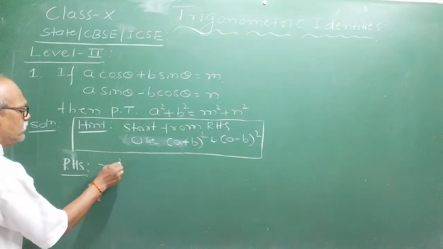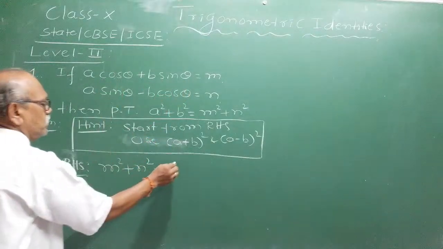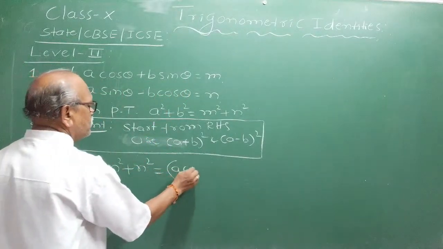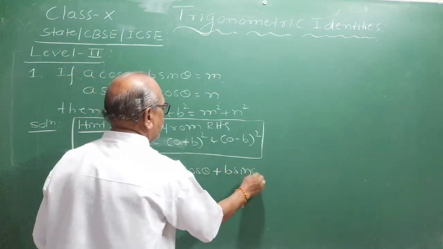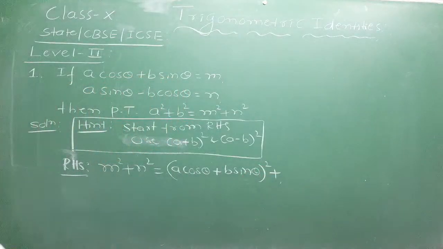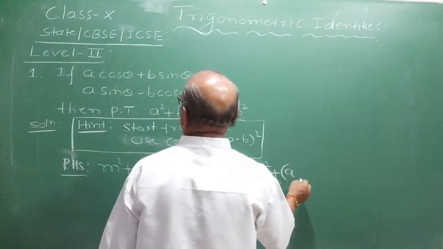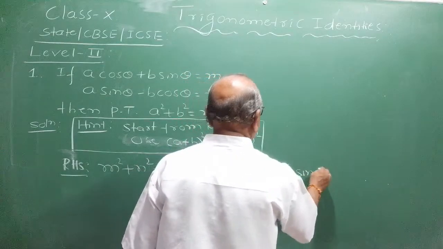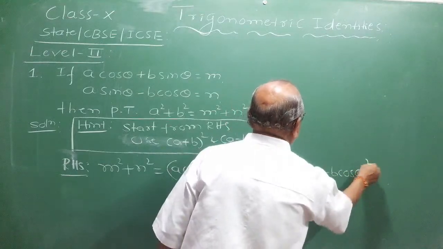RHS of the to be proved is M square plus N square. What is M? You substitute. M is A cos theta plus B sin theta whole square. If you get any doubts, you can ask me in the comment box. Today we are solving next level questions, level 2 questions. They are not tough but require some skills. Plus N square is A sin theta minus B cos theta whole square.